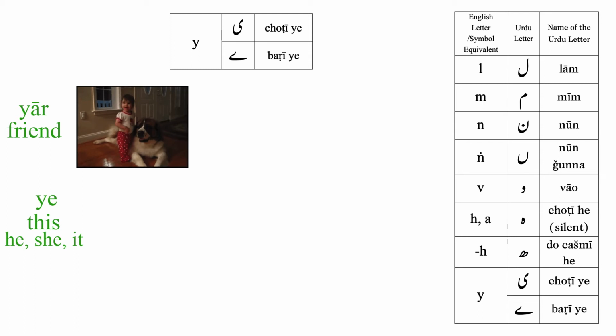And finally, we have yahan. And yahan means here. And did you notice anything about the word yahan? What letter does it end in? It ends with a nun gunna, the nasal N sound. That's it, guys. We have covered every single letter in the Urdu alphabet.